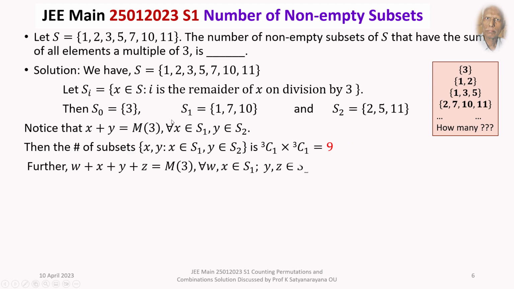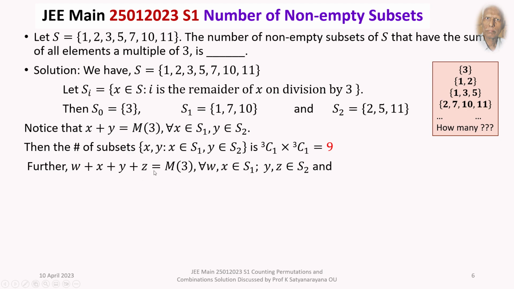Further, you take W plus X plus Y plus Z is a multiple of 3 for all W, X belongs to S1 and Y, Z belongs to S2. That means you take any 2 elements here and any 2 elements here, add, is a multiple of 3. For example, 1, 10, 2 elements here, there 5, 11. So 1 plus 10 plus 5 plus 11 is a multiple of 3. Agreed. So how many such things will you get?